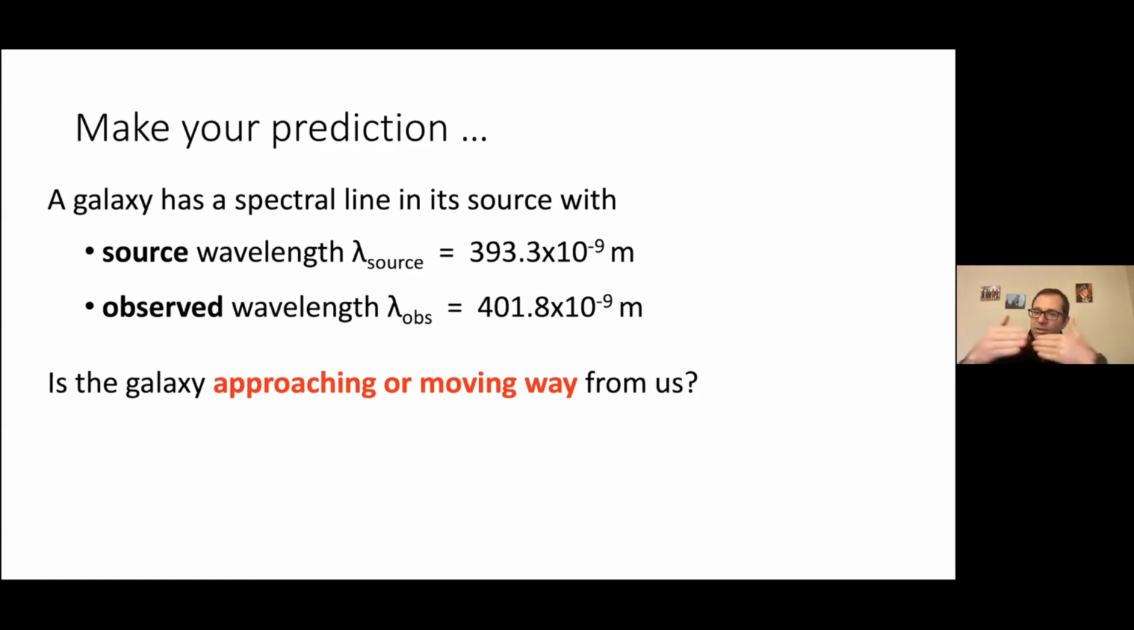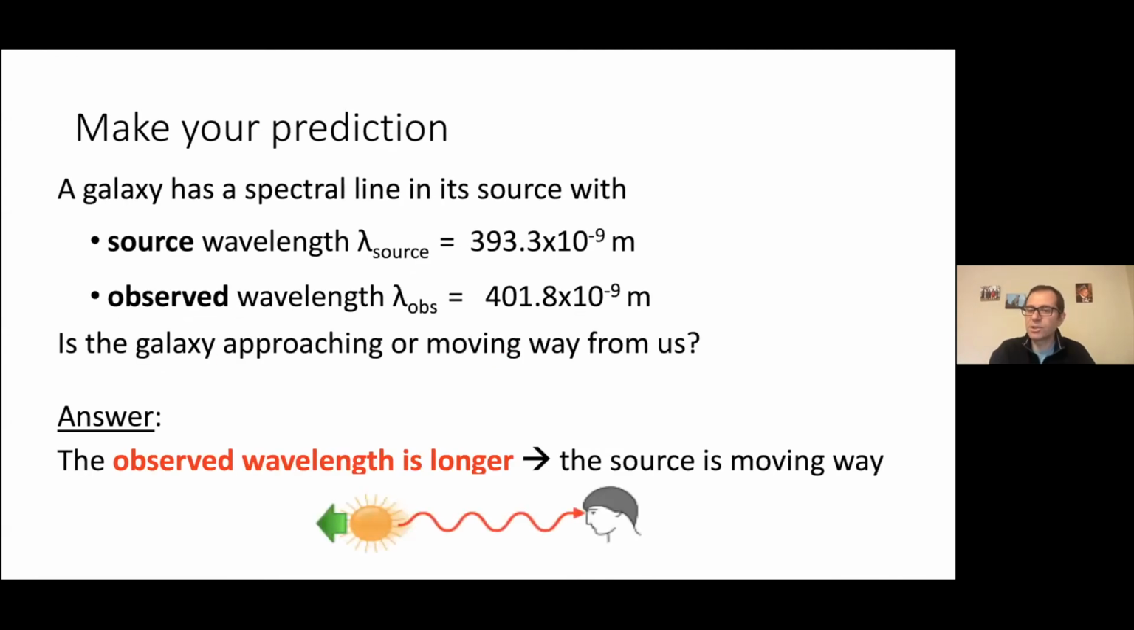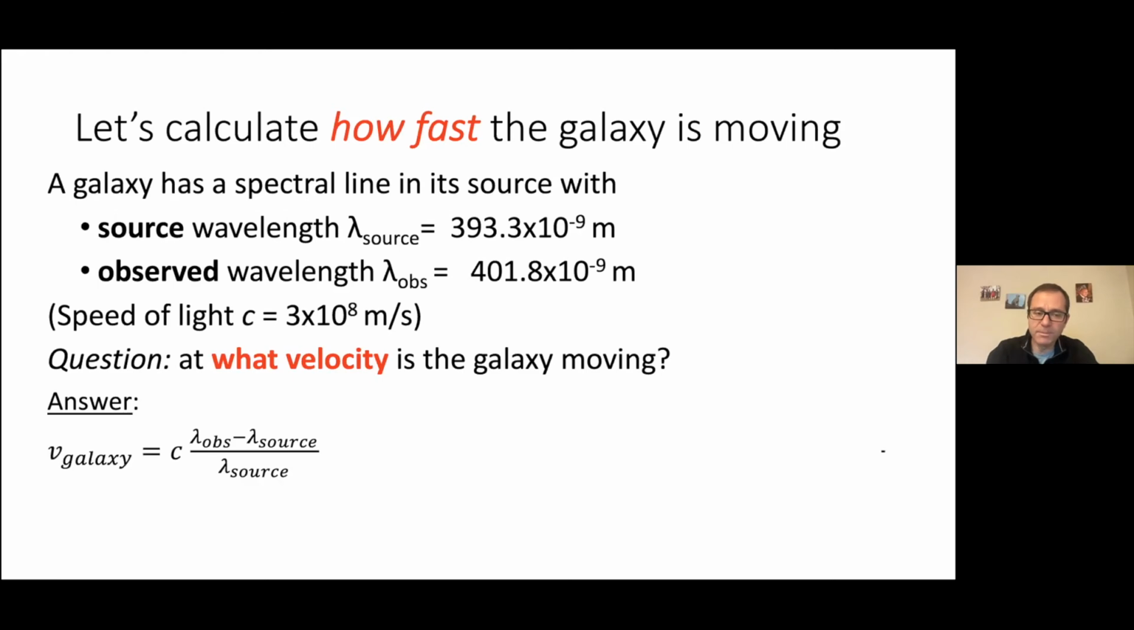And when do we get the stretching of the wavelength? When the source is moving away from us, correct? So the observed wavelength is longer, we get a redshift, and indeed, this source is moving away from us. Not only that, we can tell not only that it's moving away, but also how fast it's moving away from us. All we need to do is apply the Doppler formula that we have learned already.